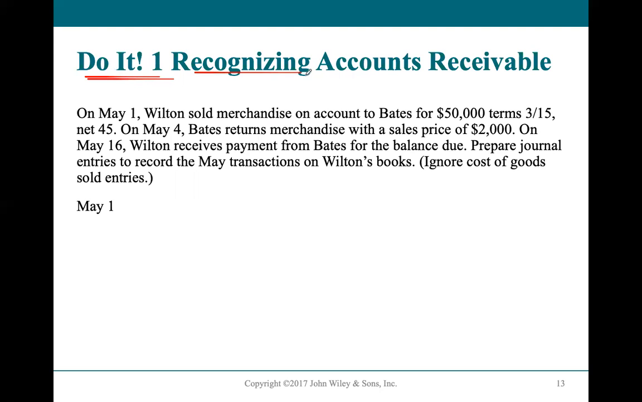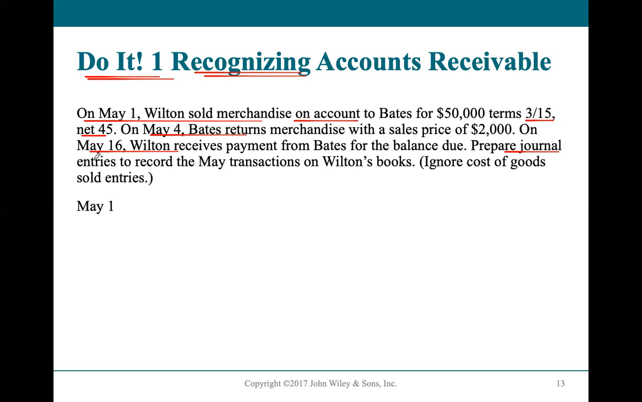Recognizing receivables is nothing new. You've seen all these before. But receivables is a very active account. So on May the 1st, Wilton sold merchandise on account to Bates for $50,000. Notice the terms, 3/15, net 45. A few days later, they returned merchandise. And then within 10 days, they paid the balance due.